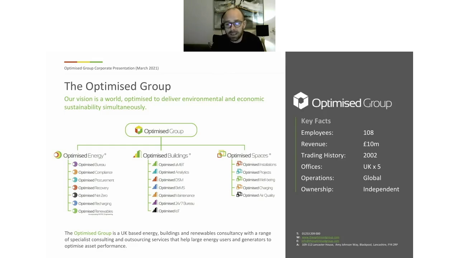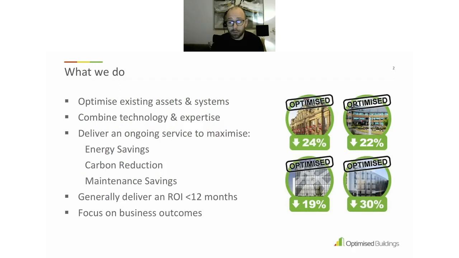I predominantly work in the buildings side of the business, and at the very center of our buildings business is our optimized bureau. This is a 24/7 operation. We optimize existing assets and systems. So we do what it says on the tin, we optimize buildings. We combine this with technology and expertise, and we look to deliver an ongoing service around energy savings, carbon reduction, and maintenance savings. Our focus is typically around an ROI of less than 12 months, and we are totally focused on business outcomes.